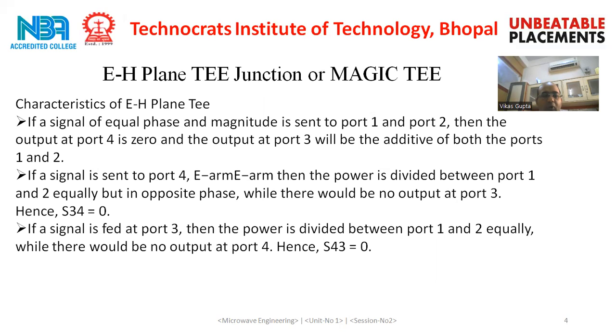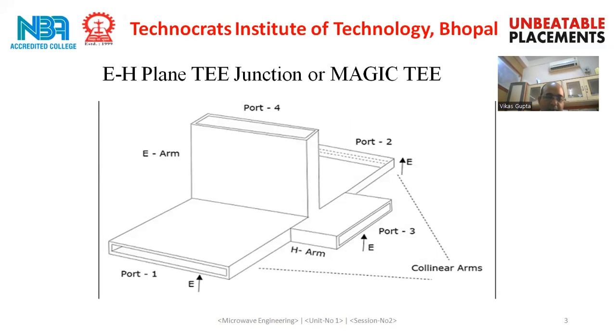If a signal of equal phase and magnitude is sent to port 1 and port 2, then the output at port 4 is 0. The output at port 3 will be the additive sum of both port 1 and port 2. This is the same thing which I am telling you. Whatever is the input from port 3, there will be no output from port 4, and the outputs from port 1 and port 2 are of equal value and same phase. Conversely, we can say that whatever is the input from port 1 and port 2 will be added up when it comes out from port 3.